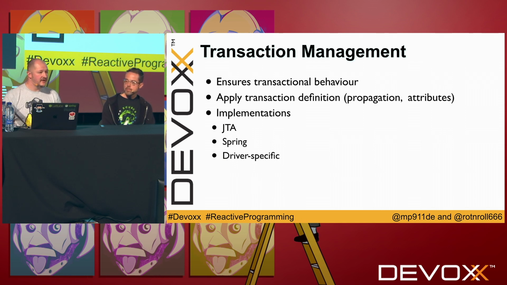There are various implementations for transaction managers. Most known are JTA, which is the Java Transaction API, and the second one that is quite popular is Spring's transaction management. There are also, like Michael already mentioned, driver-specific variants of transaction management, but these are really intended for niche use cases where you don't use either JTA or Spring itself.